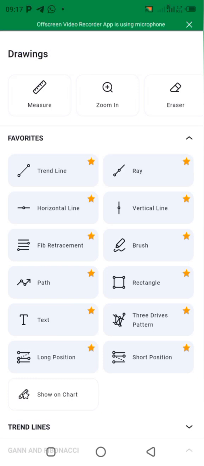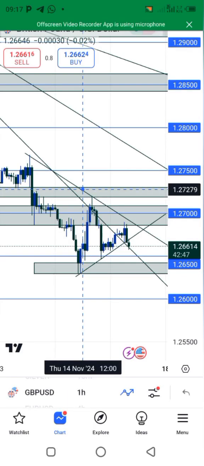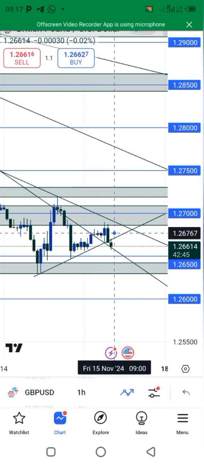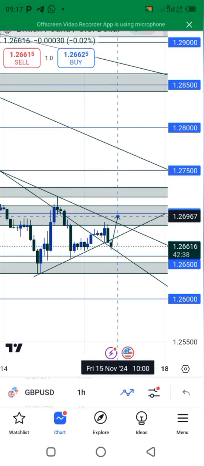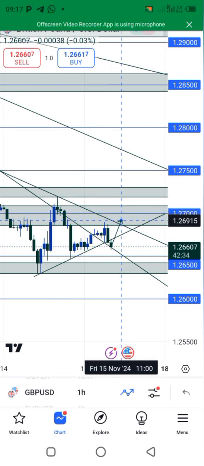Let me use the path tool for you. So currently we're probably going to expect price to get to this point, and from this point it is to push up to this trend line for the third touch of the trend line. Because believe me guys, I'm quite confident and quite sure that price is likely going to come up and touch this third touch of the trend line.